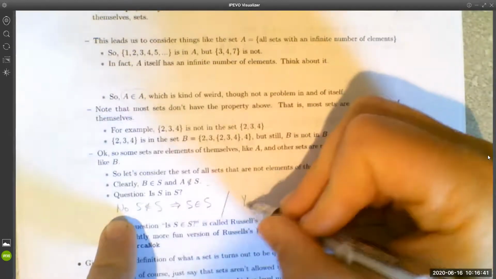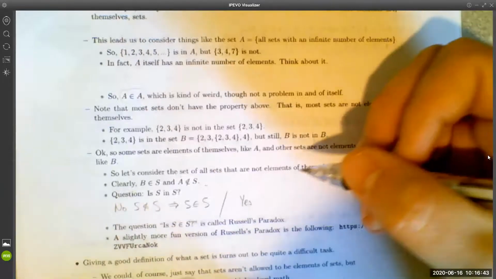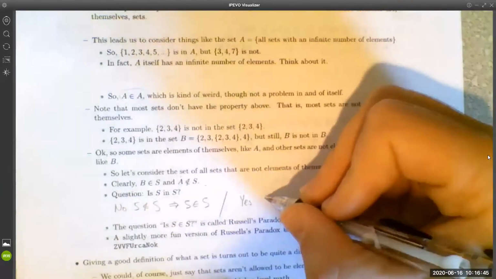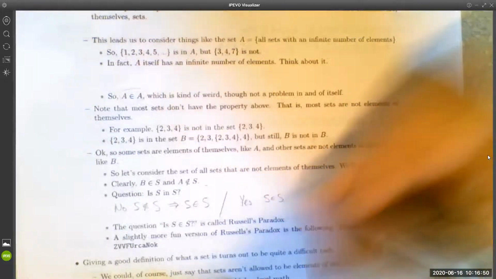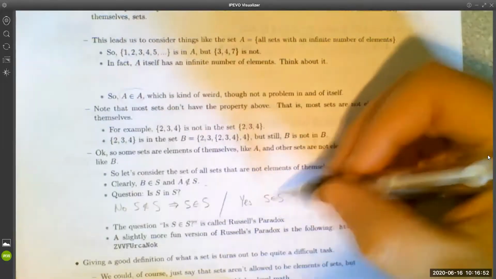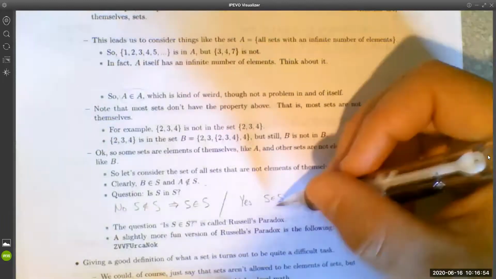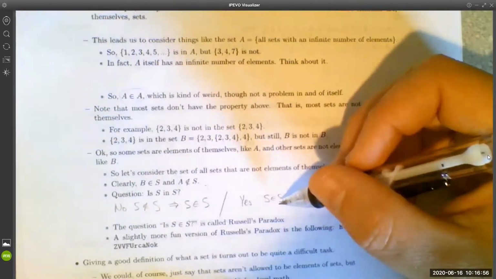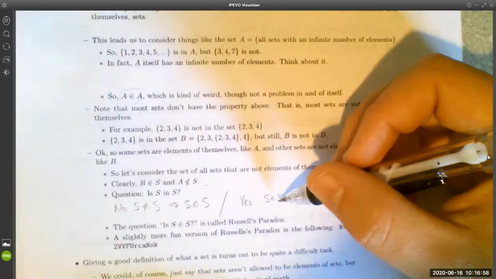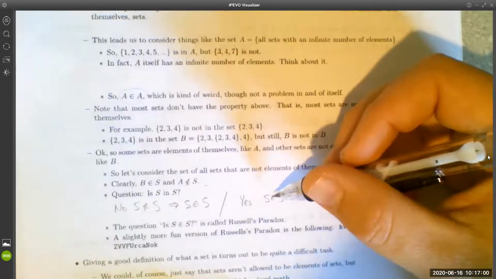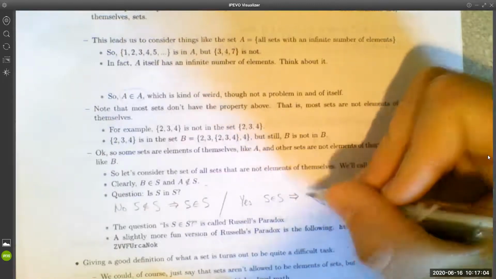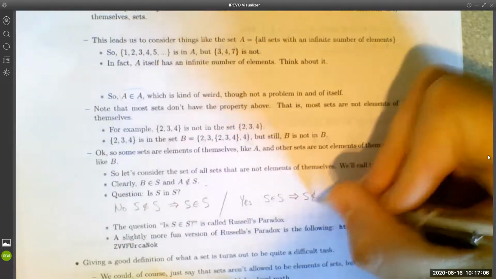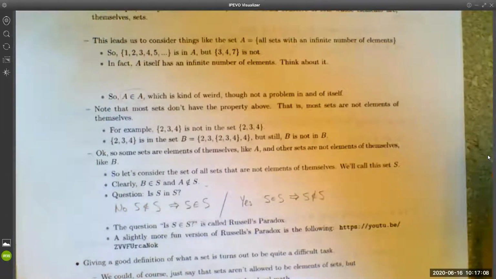the answer must be yes. But if you say yes, you end up with a contradiction again. Because if you say yes, then you're saying S is an element of S. But if S is an element of itself, then it contradicts the one and only requirement needed for an element to be in S. So if S is in S, then necessarily S cannot be in S. So it's a contradiction either way.